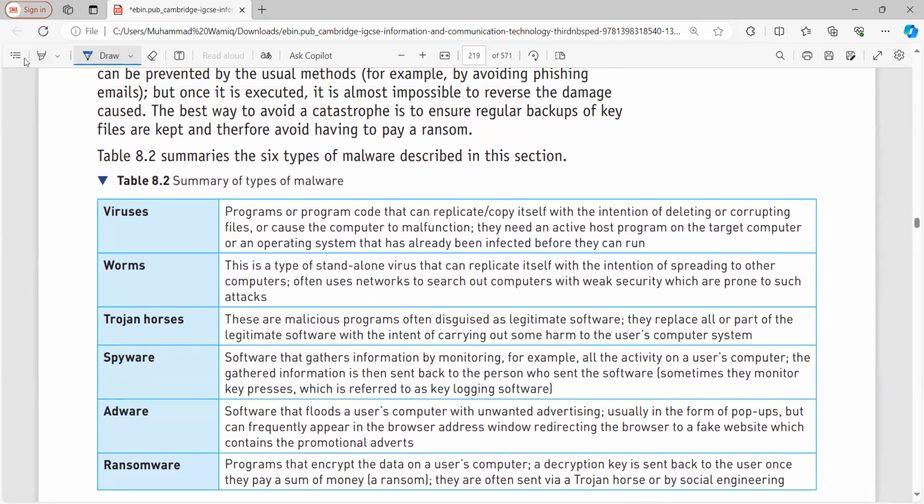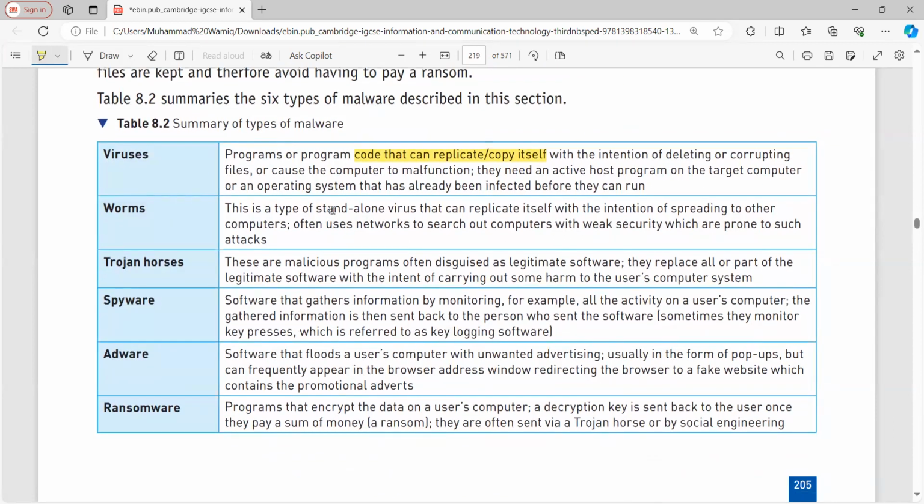First of all, what are viruses? A virus is any program that replicates itself, that copies itself. For example, you have heard about the COVID virus. The COVID virus replicates itself, right? A computer virus as well replicates itself with the intention of deleting or corrupting computer files. They basically need an active host program or an operating system that they can affect. What are worms? A worm is an example of a standalone virus that replicates itself with the intention of spreading to other computers, and it is mostly used in networks.